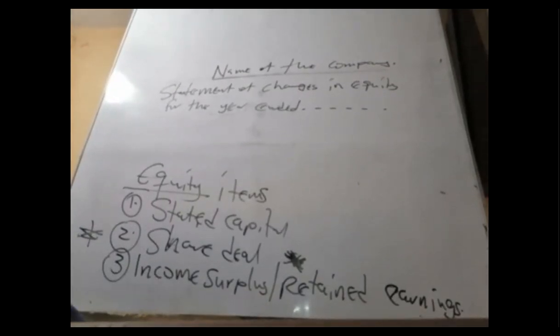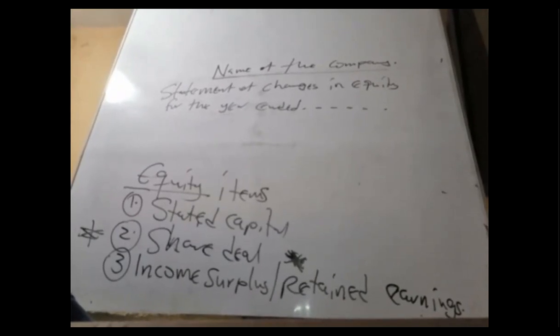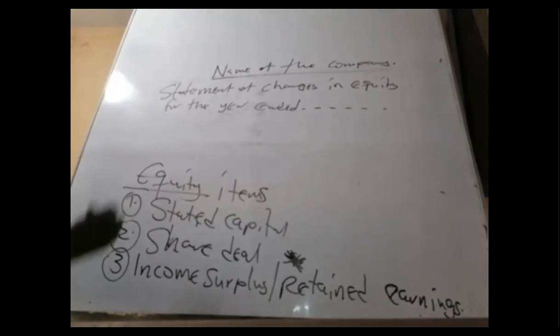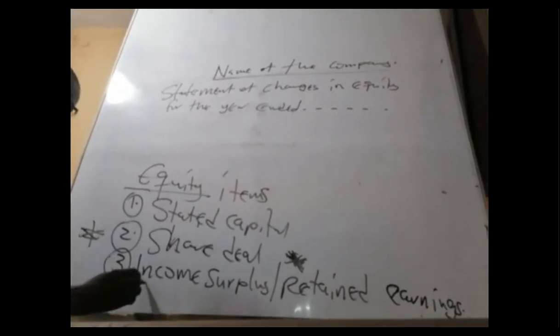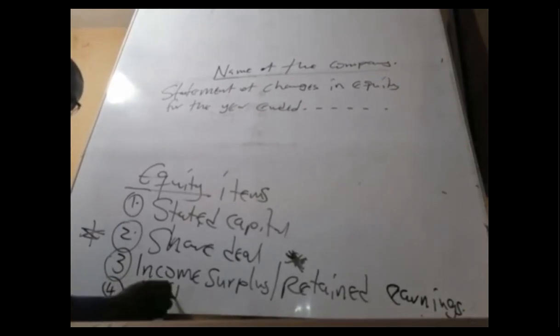Now, I also call it accumulated profit. Yes, accumulated profit: profit that we accumulated until we started operation. Number 4, we have what we call capital surplus.